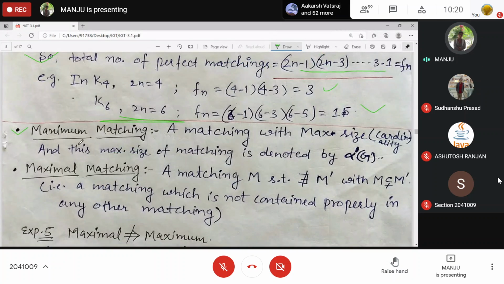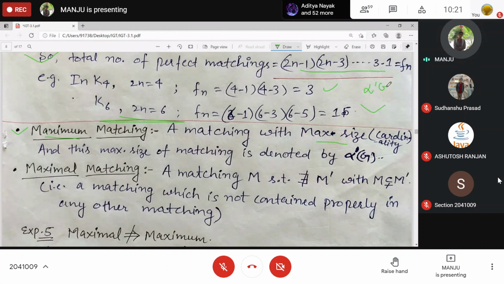Maximum matching. Its name suggests maximum cardinality. Something should be maximum, right? And in case of matching, we have the cardinality only, the number of edges. So a matching with maximum size, and here size means cardinality, is known as a maximum matching. And this is denoted by alpha dash G.